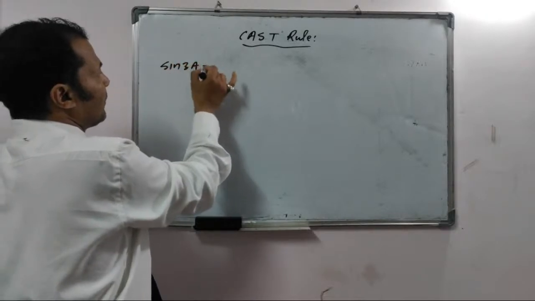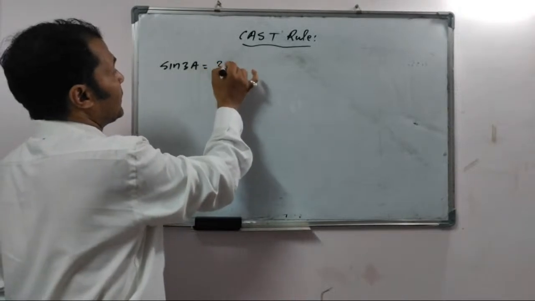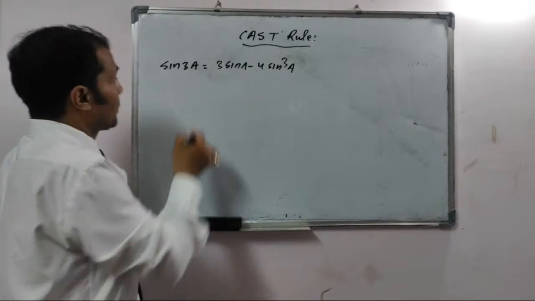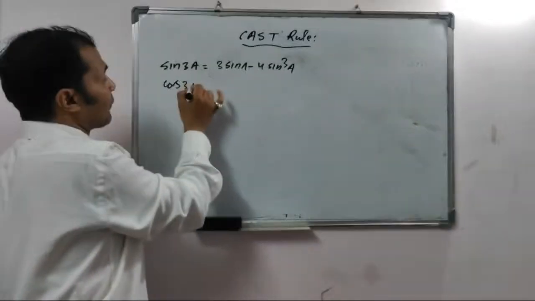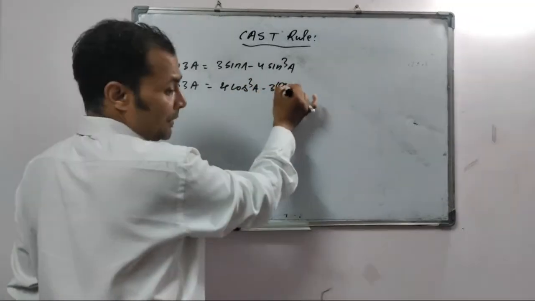Sin 3A. What is the formula of sin 3A? Sin 3A is 3 sin A minus 4 sin cube A. Hope you guys know this. What is the formula of cos 3A? It is 4 cos cube A minus 3 cos A.